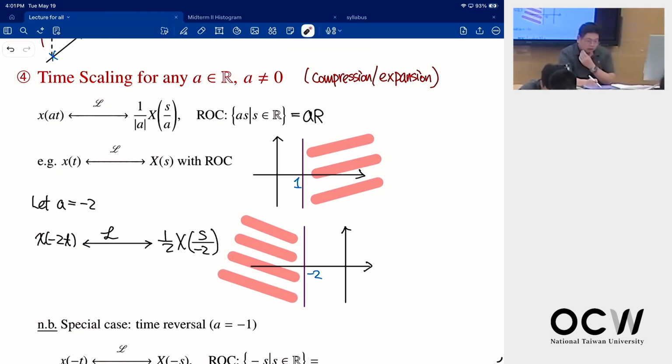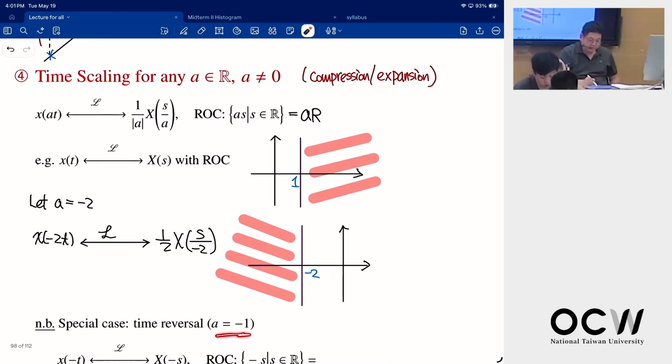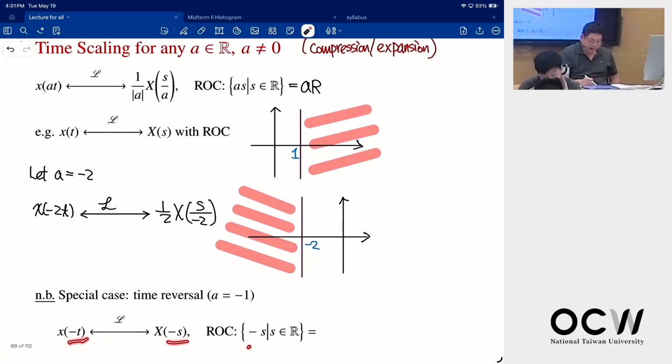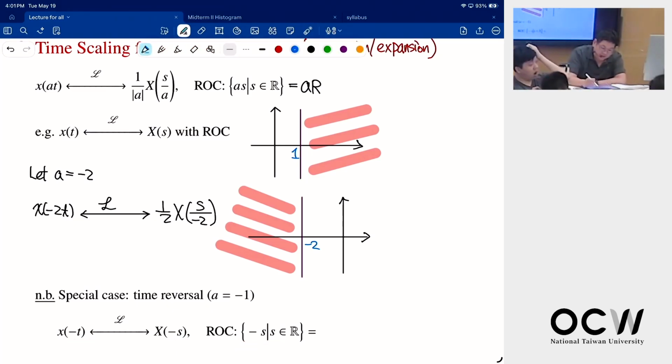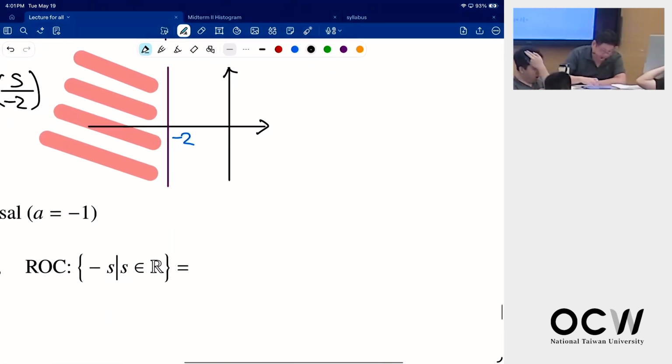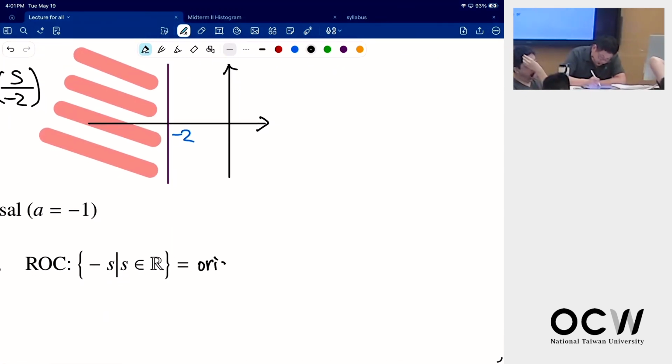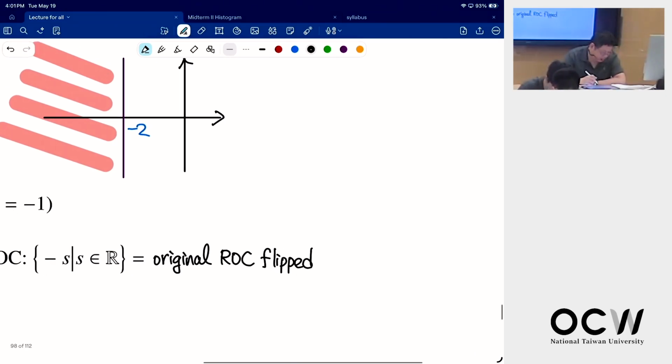And here we have a special case if a is just minus 1. If a is minus 1, then the region of convergence is here, minus s. Minus s means the original ROC is just flipped over the imaginary axis.